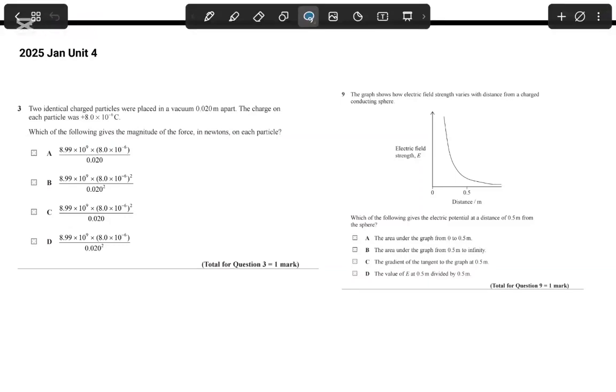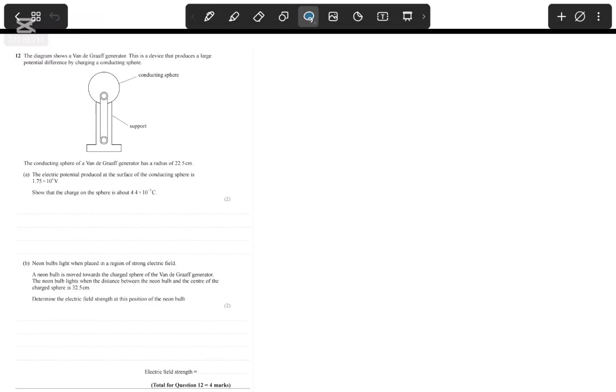Today we're going to be doing 2025 Jan Unit 4, question number 3, question number 9, and question number 12. You can pause the video and solve the question. I'll show you the mark scheme and the examiner report at the end of the video.